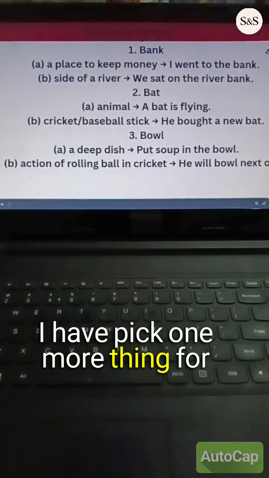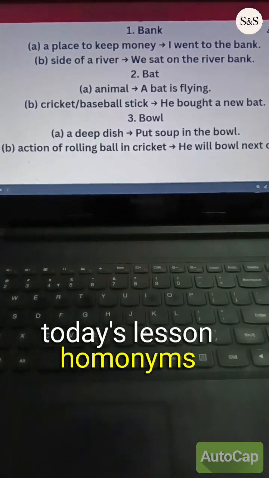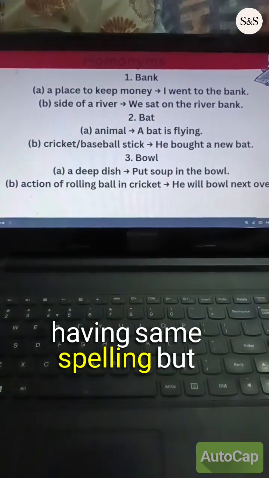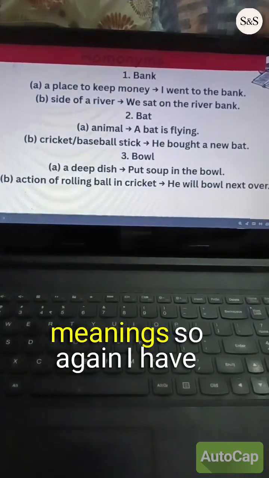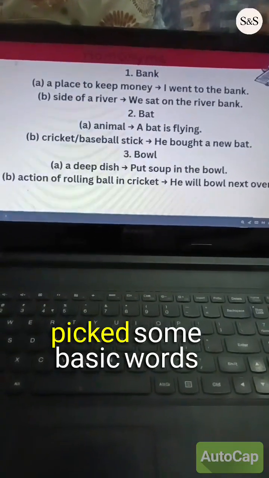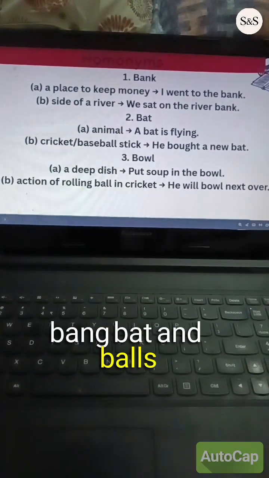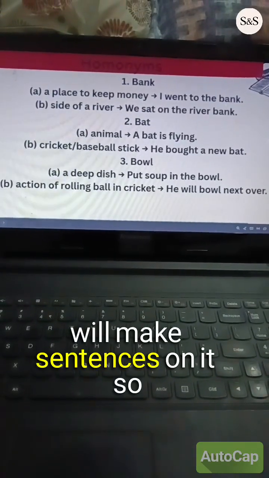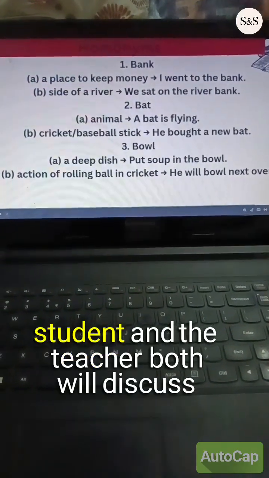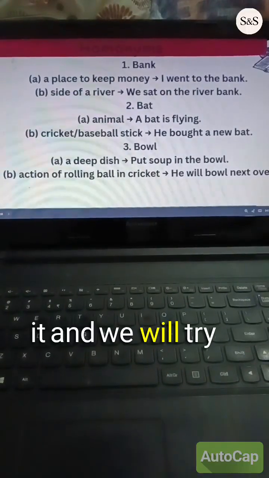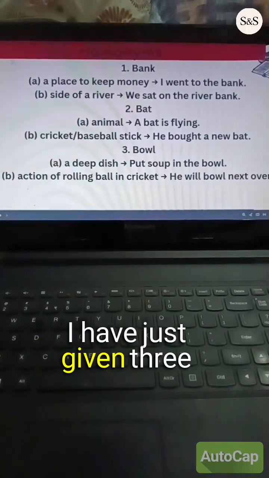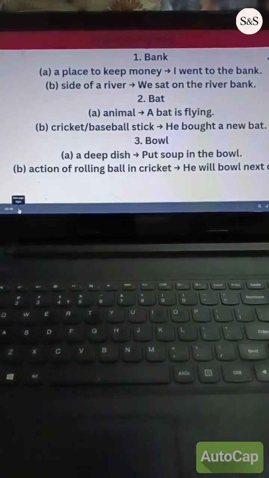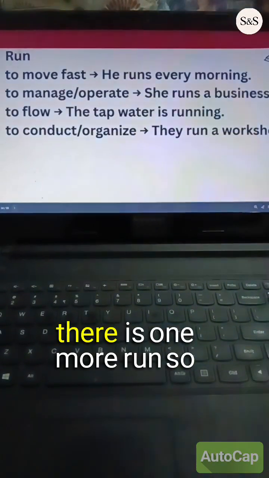Now I have picked one more thing for today's lesson. Homonyms. Homonyms means having the same spelling but different meanings. I have picked some basic words, bank, bat and ball. We will talk about them and make sentences on them. Student and teacher will both discuss it, and we will try to find more words. I have just given three, four words. I think one more is there. Yeah, there is one more, run.